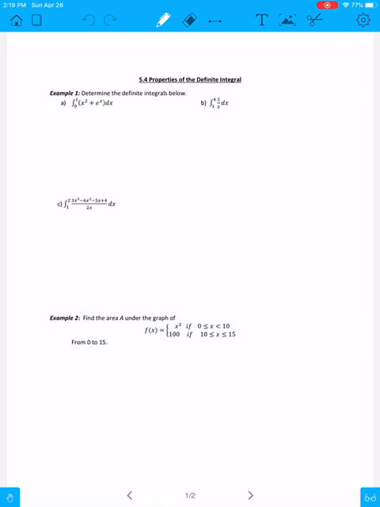So example 1, determine the definite integral below. What we did in the previous day is we looked at integrals that only had one term. Now we're going to look at ones that have more than one term, or possibly are piecewise functions. Okay? So example 1. Determine the definite integral below.